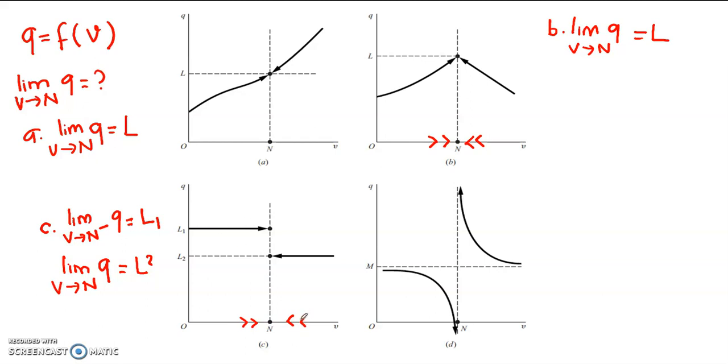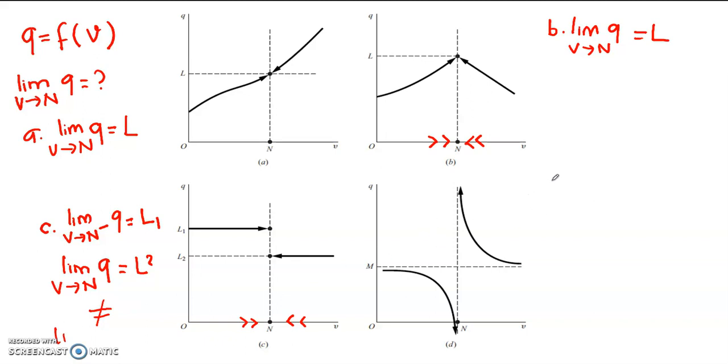For v greater than n, the range is in L2. So the left side and the right side do not have an equivalent limit. So here, the limit does not exist.